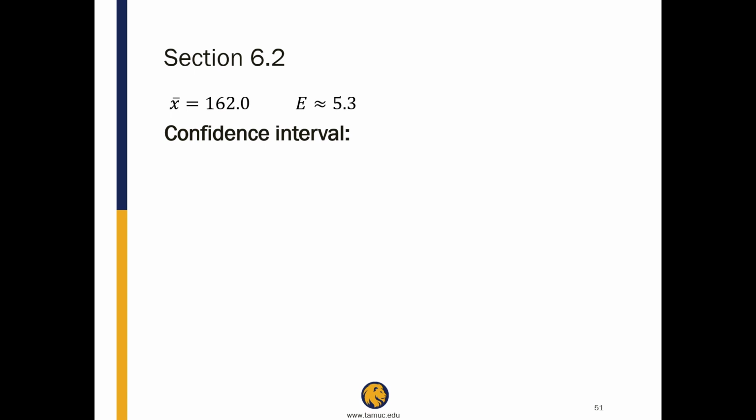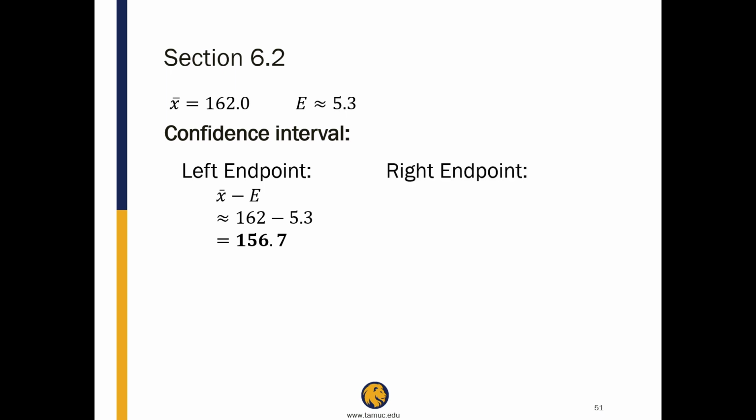To do the confidence interval with this information, we'll take our sample mean x bar. For the left endpoint, we're going to subtract it, 162 minus 5.3 to get 156.7. For the right endpoint, we'll add it, 162 plus 5.3 to get 167.3. That gives us our confidence interval for the population mean mu: 156.7 less than mu, less than 167.3.